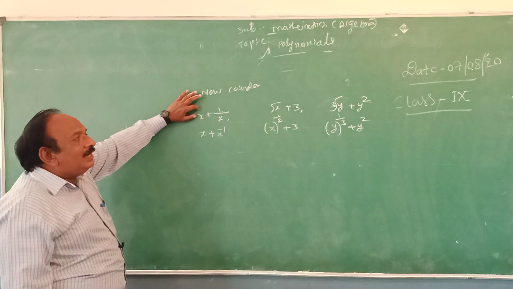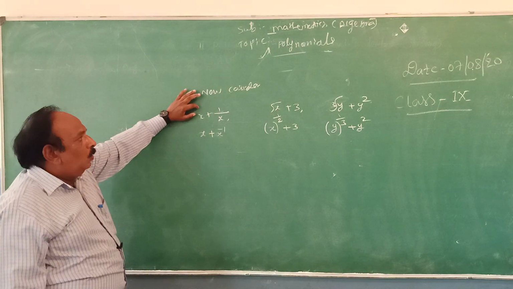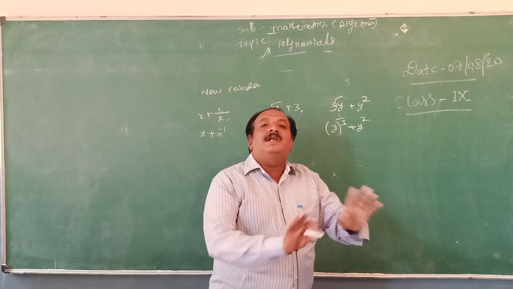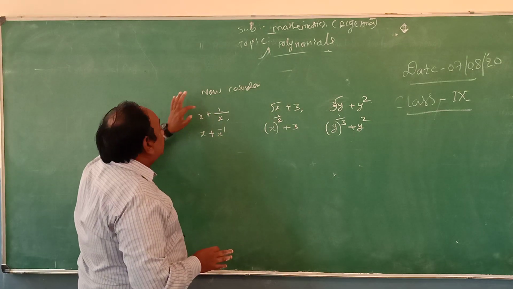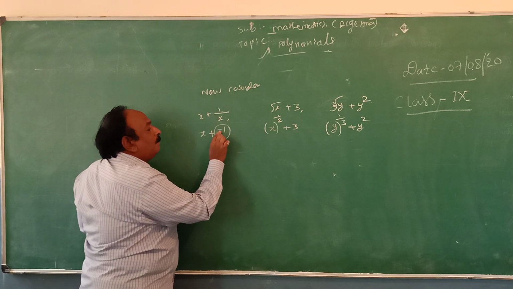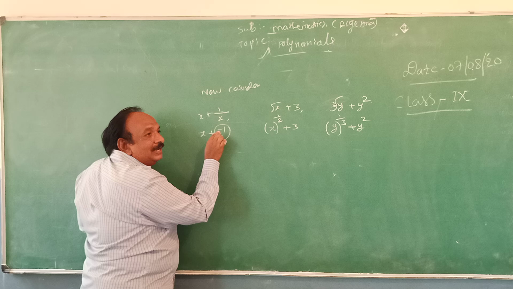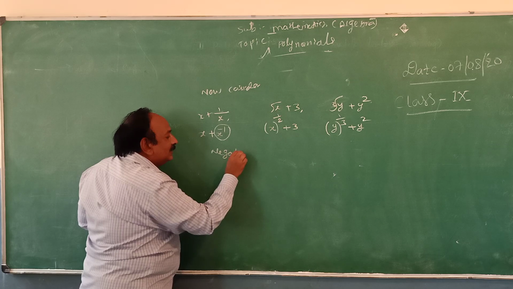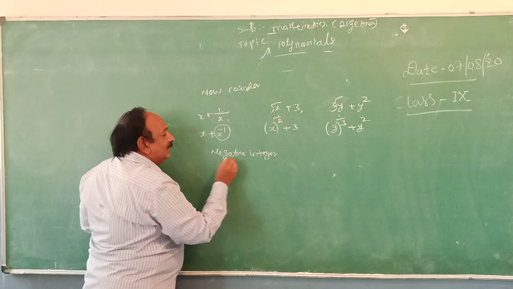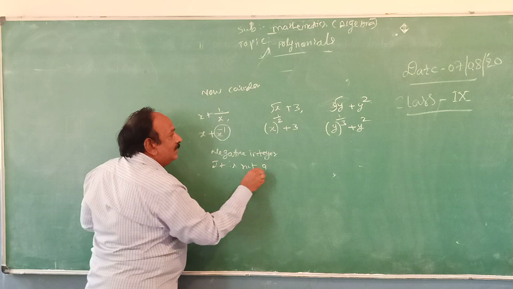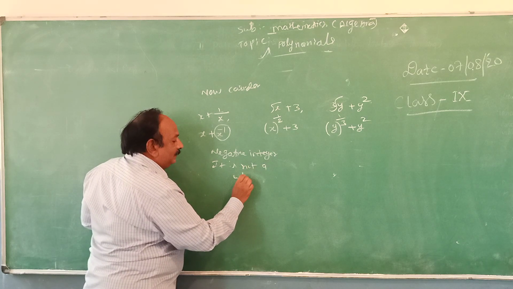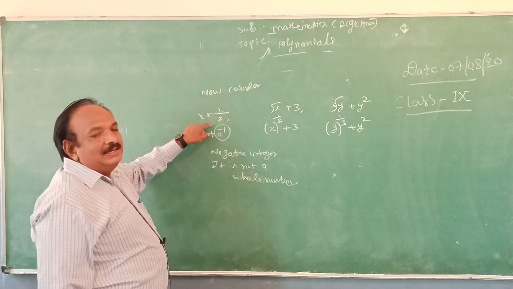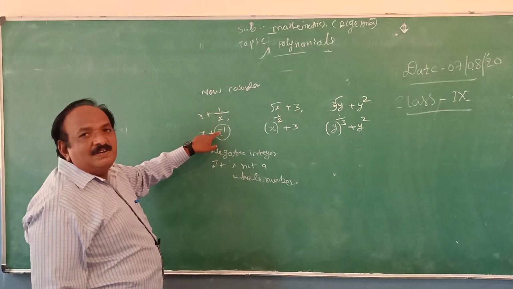Sir, is x plus 1 over x a polynomial? No. Is root x plus 3 a polynomial? No. Is cube root of y plus y square a polynomial? No. Because observe here, x to the power of minus 1, the exponent is what? A negative integer. It is not a whole number. So this is not a polynomial because it has a negative exponent.